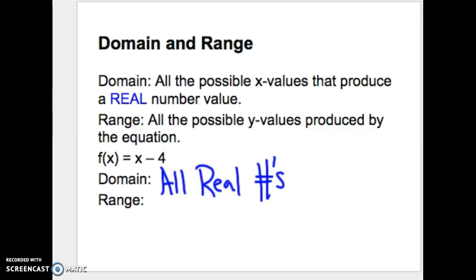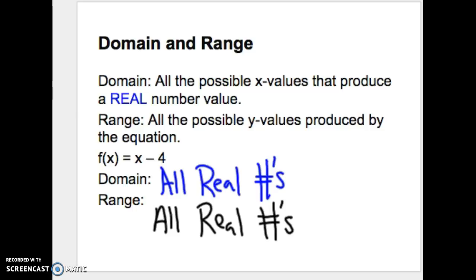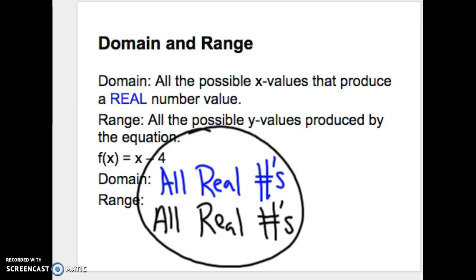And in fact, for linear equations, the range is also going to be all real numbers. Linear equations are like this because we're going up and down in a straight line. Always moving, never actually stopping. So for linear equations, both domain and range are going to be all real values.